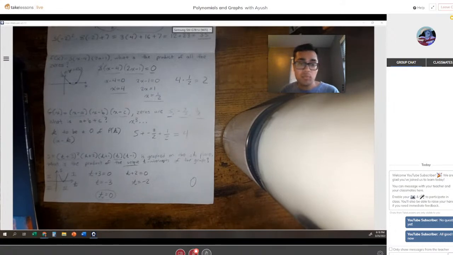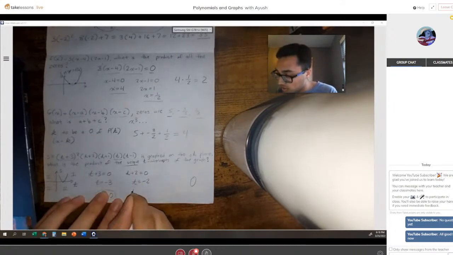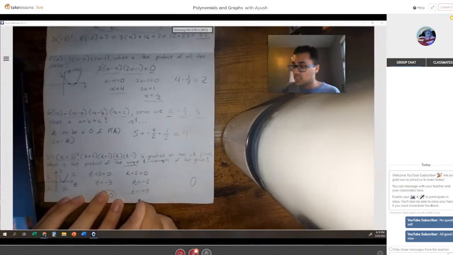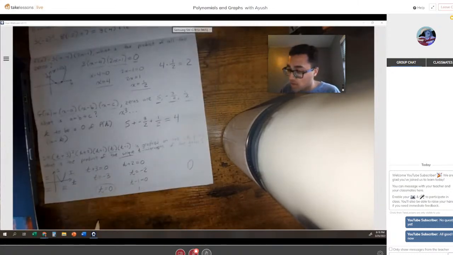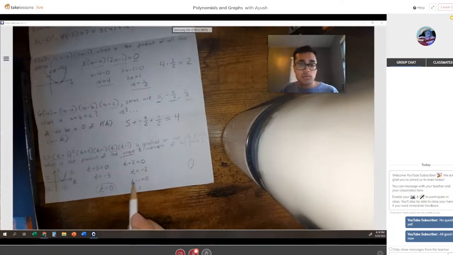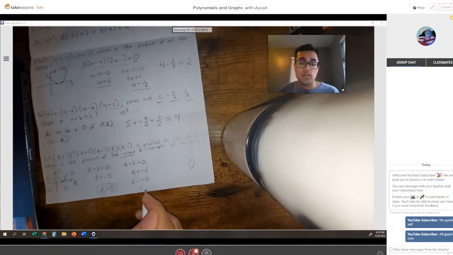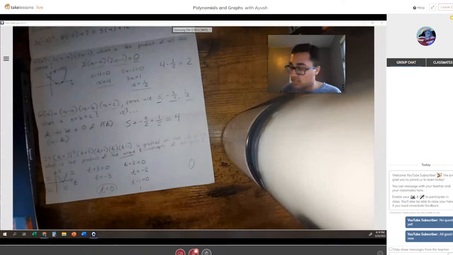And it's that simple. But ultimately, we also had the t minus 1 over there, which is equal to 0, so t is 1. So technically, the unique intercepts are minus 3, minus 2, 1, and 0. But again, the product of anything times 0 is 0. So our answer is actually 0 in this case.